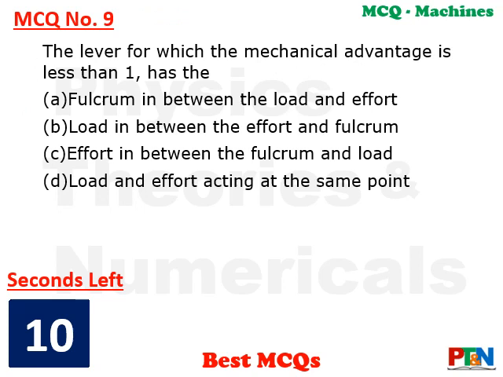The next MCQ. The lever for which the mechanical advantage is less than 1 has the fulcrum in the middle, load in the middle, effort in the middle, and load and effort acting at the same point. You need to choose the option. Your timer for 10 seconds starts now.